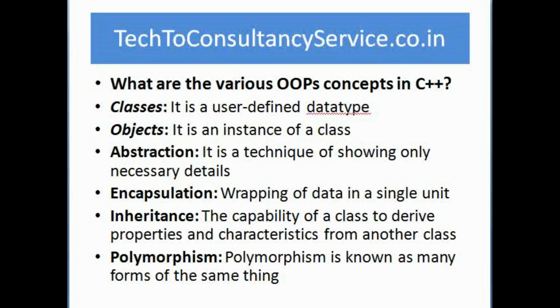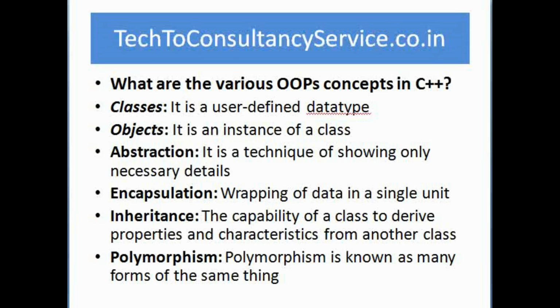The next pillar is abstraction. It is a technique of showing only the necessary details. There are various times when we don't need all the details shown to the users. Users only need to know the functions they want to use, and the way to use them, and not the details of it. That is called abstraction.